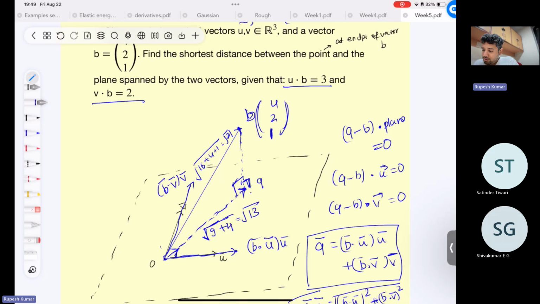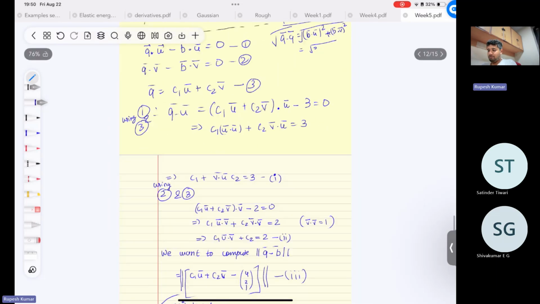Now you only need to find the length of the height. You know the hypotenuse, you know the base, you can compute the height, right? So this length will come out to be root 21 minus 13, which is root 8. Is this clear, everyone? Fine. So this is the geometric solution, very simple.